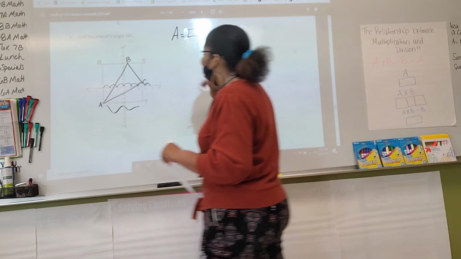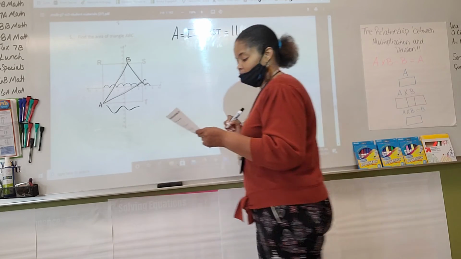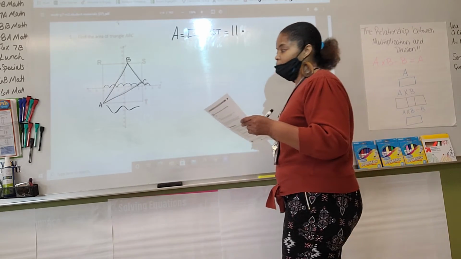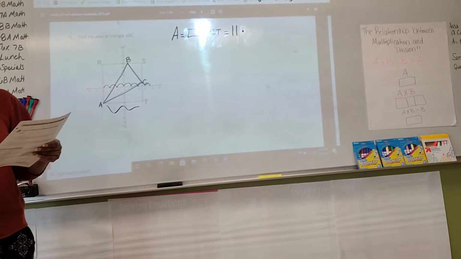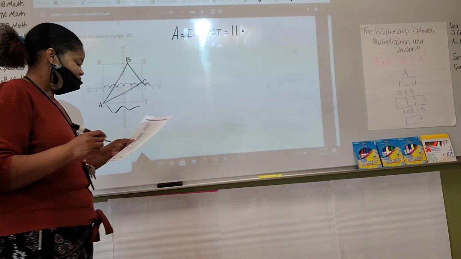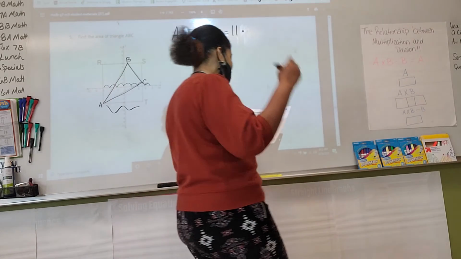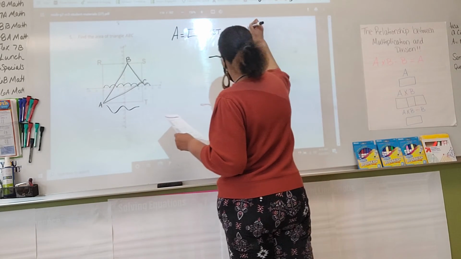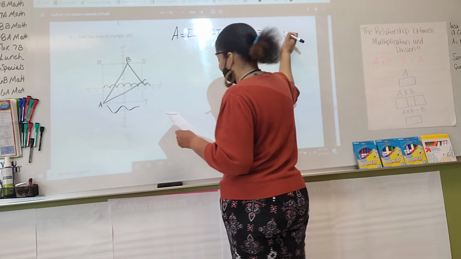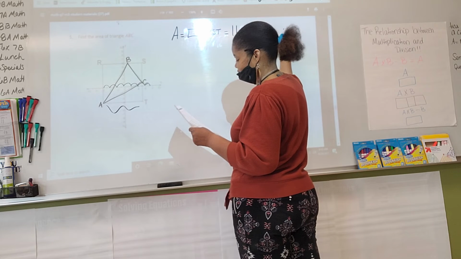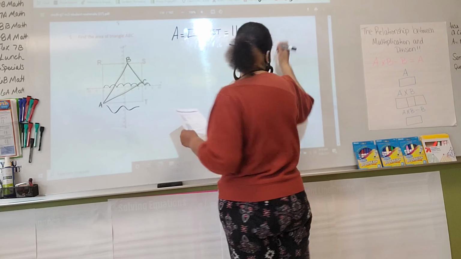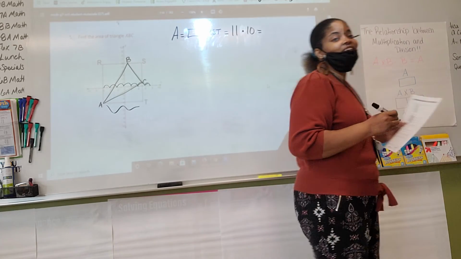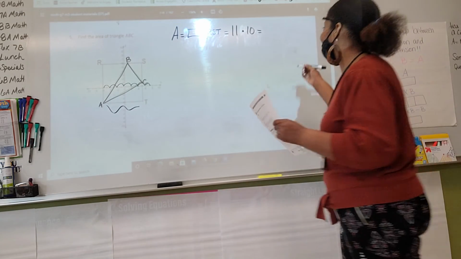All right. What about the base? The base is what? Well, I told you the base. I'm sorry, the height. One more. 10. All right, which equals 11 times 10. 110. Thank you. 110.